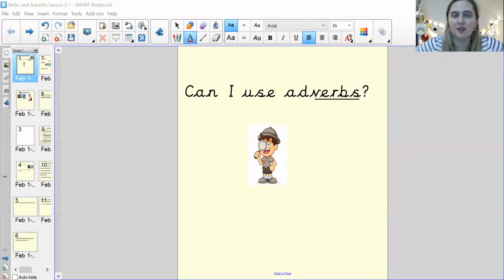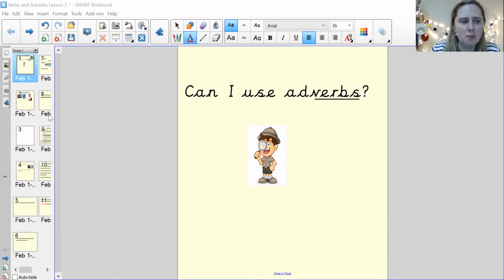Okay, you will need a piece of paper and a pen or pencil because we're going to be doing some writing. Okay, today our learning objective is, can I use adverbs? Can I use adverbs? Your turn.